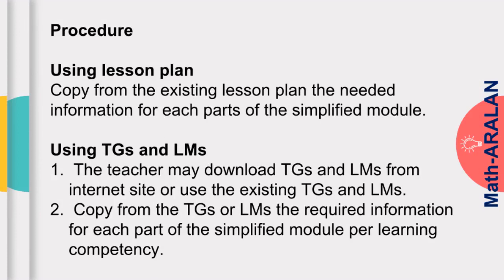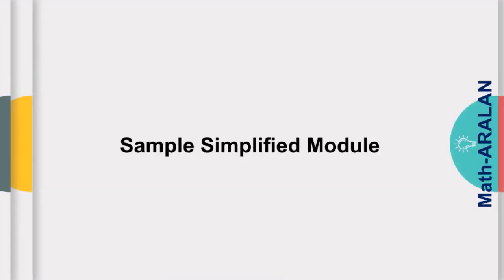If you want to make a simplified module using your lesson plan, just copy the needed information for each part of the simplified module. When using TGs and LMs, it would be better if you have a soft copy of them so that it would be easy to copy and paste. Just copy from the TGs or LMs the required information for each part of the simplified module per learning competency. If the TGs and LMs are in PDF format, there are free online applications that can be used to convert PDF to Word format. I will be sharing to you a sample simplified module.